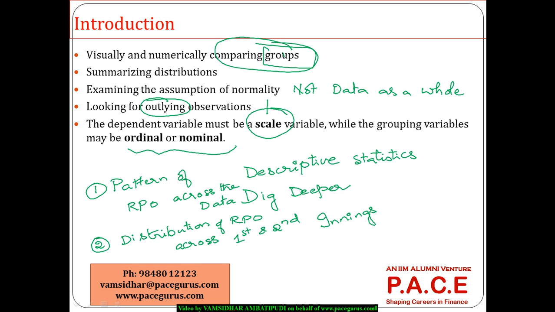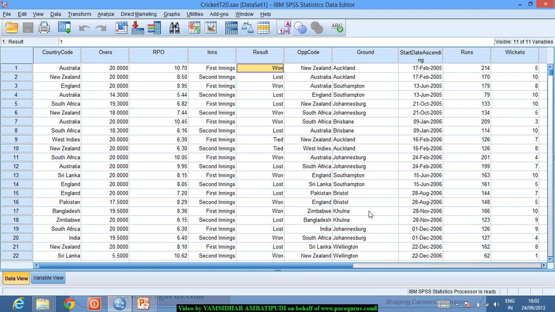So first let's look at it at a macro level, and then we'll take it into the micro level. Now what do we do at a macro level? Well, I'll go here. Simply I would like to see what is the pattern of RPO. This is something which we have done earlier.